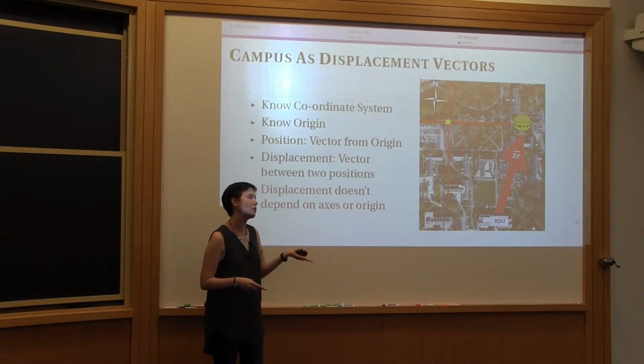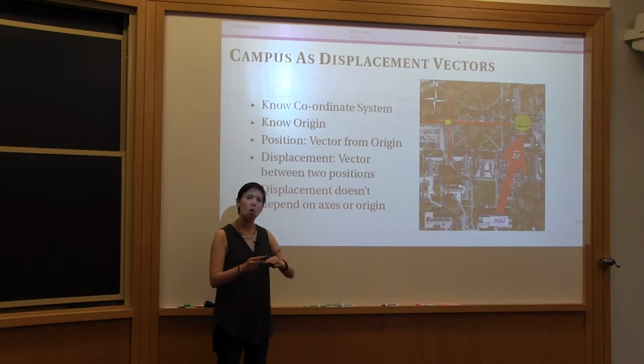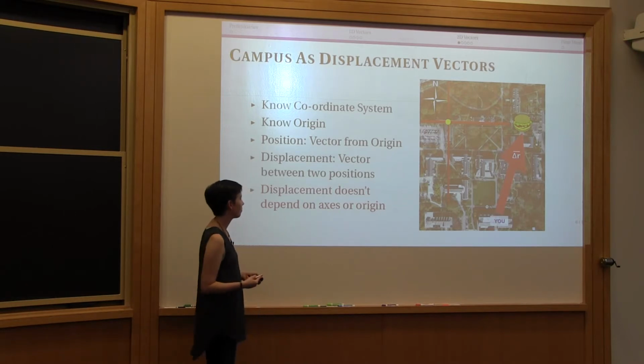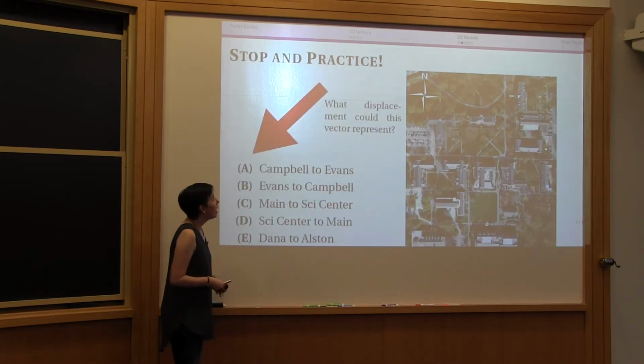What this means is that sometimes, for instance, in motion diagrams, we're going to be drawing displacement vectors without clearly defining an origin, since if you only have displacement vectors and things related to displacement vectors, you don't need that origin.